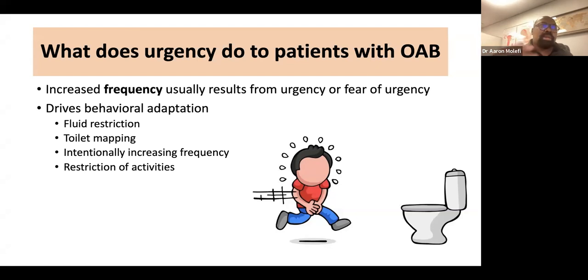And then it makes them behave in a certain way, or adapt to their condition, whereby by themselves they will want to restrict fluid intake. They know, in their workplace or even in malls that they usually visit, where the toilets are. They map the toilets so that when they are stressed, they know where to go, right? I think I've mentioned that they intentionally increase their frequency. And of course, they restrict some of the activities that they would want to engage in because of their urgency, right?